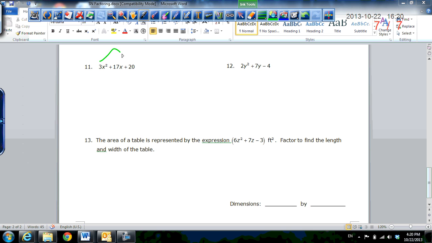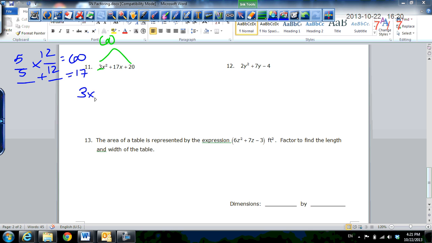So the first thing is we're going to multiply 3 times 20 to get 60. So that's A times C. That gives us 60. Remember, our A is not 1 anymore, it's 3. The next thing we're going to do is find the factors of 60. So what times what makes 60, and also adds up to 17. So the answer is 5 and 12.